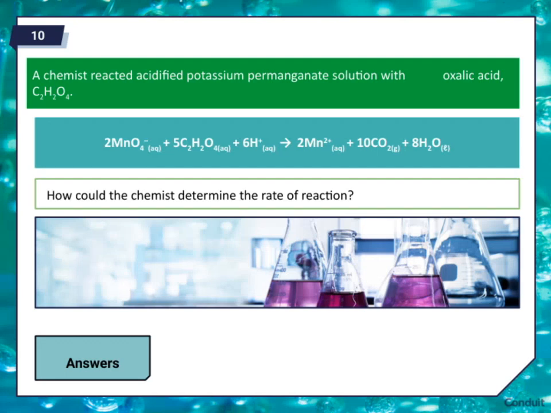So, how would a chemist figure out the rate of this reaction? Here, acidified potassium permanganate reacts with oxalic acid, producing manganese ions, carbon dioxide, and water. The key is to track changes over time, maybe by measuring how quickly the purple permanganate fades or how fast carbon dioxide bubbles form. By monitoring these changes, the chemist can calculate the reaction rate and understand how fast the process is happening under given conditions.